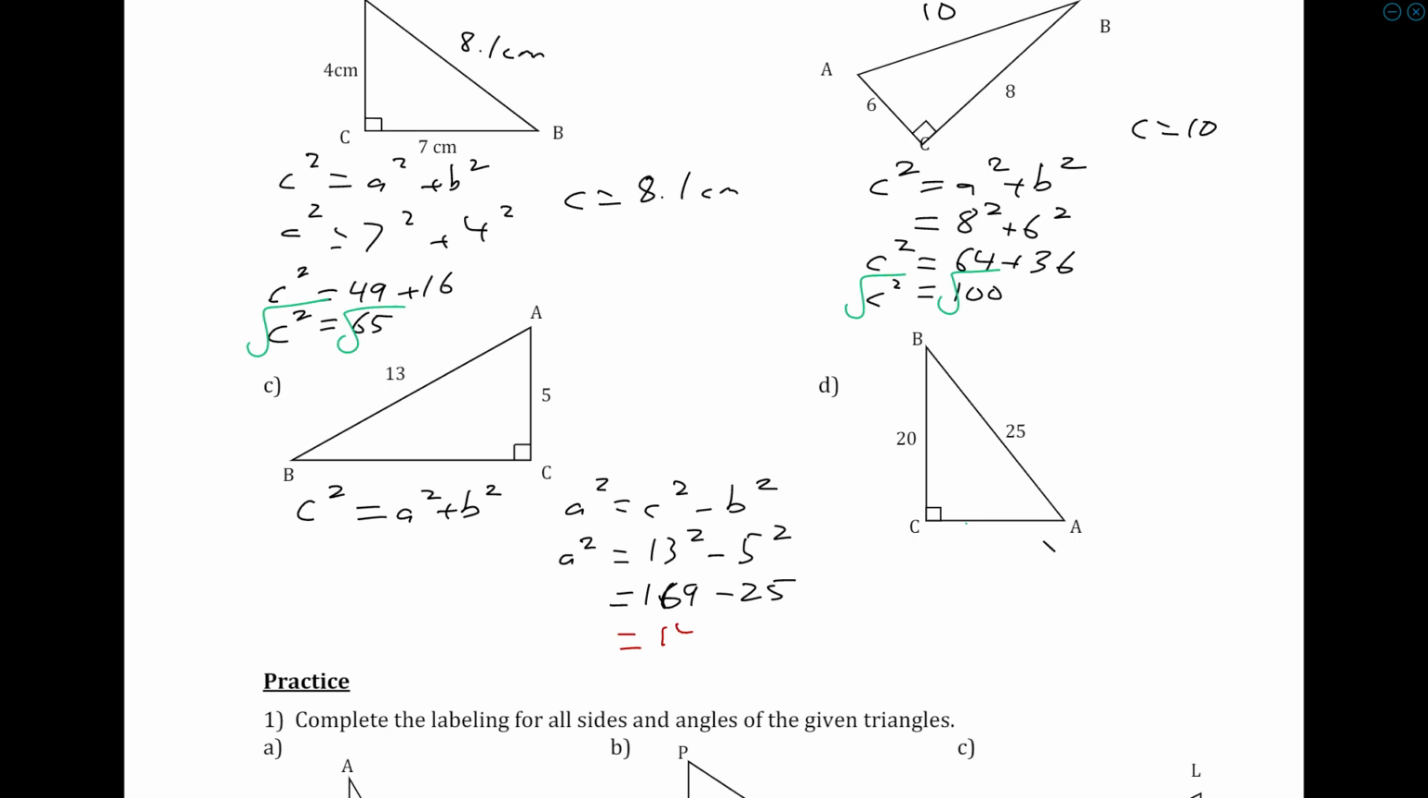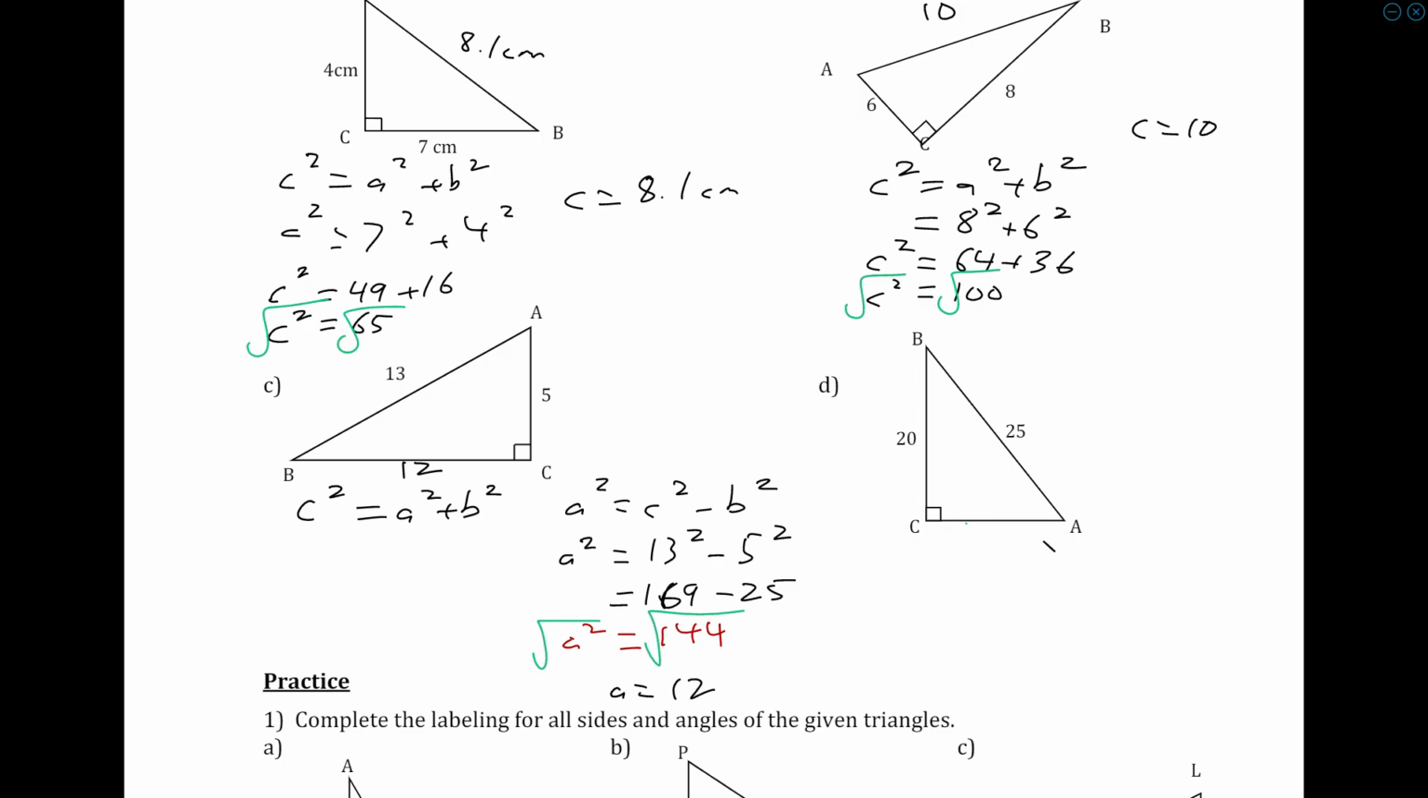Oh, we have another perfect square. That's super nice, right? A squared is 144. So if I square root it, nice. That means that A is 12. Nice, that's great. A is 12.